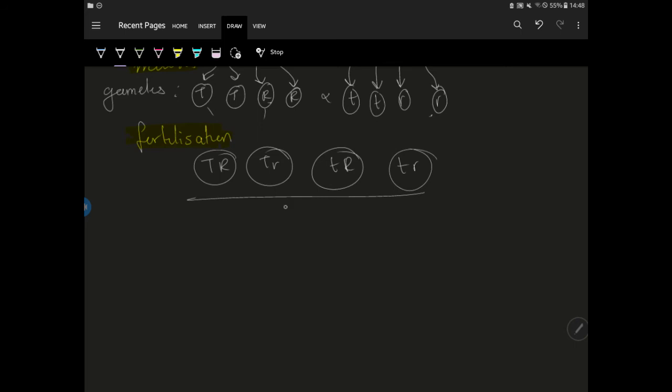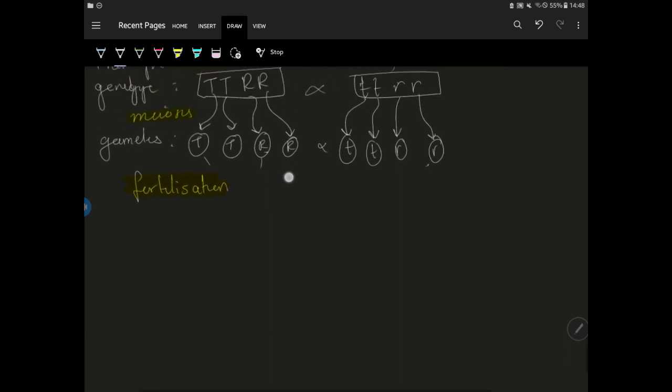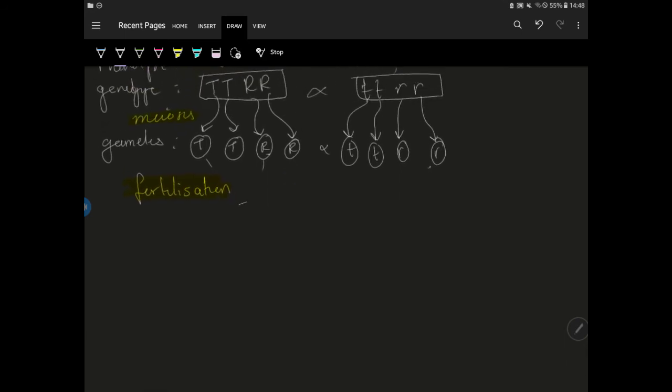Let me just show you that again, it might not have been clear. The only possible combinations of height and color that can happen here are a big T and a big R. Then here we can have a small t and a small r. That's all, and this is actually what we base our crosses on. We combine the T and the R. I hope you understand that.